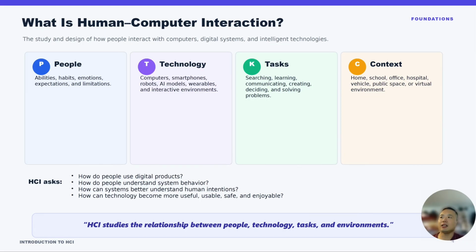So HCI asks questions. How do people use digital products? How do people understand system behavior? How do systems better understand human intentions? How can technology become more usable, safe, and enjoyable? So in a word, HCI studies the relationship between people, technology, task, and the environments.